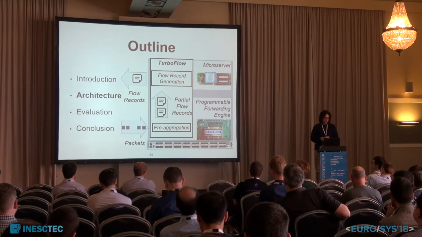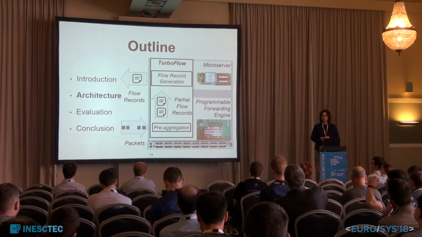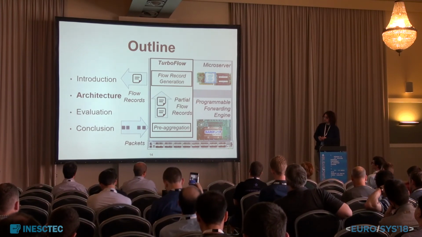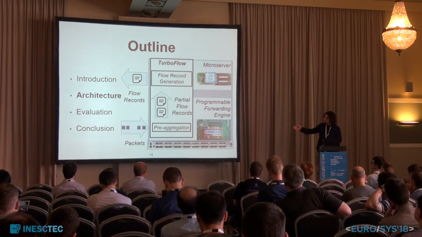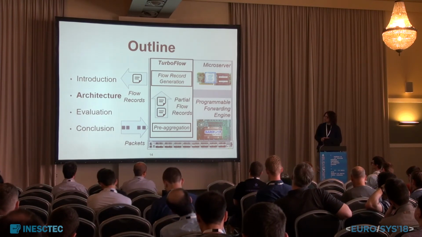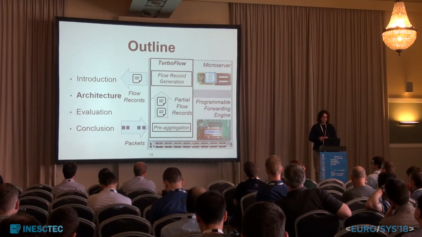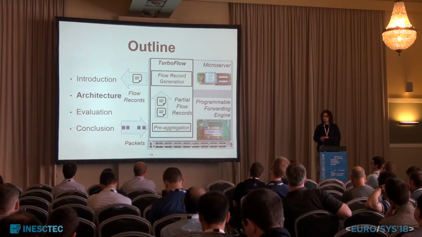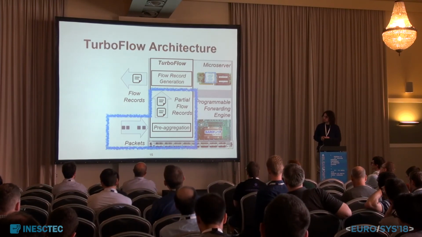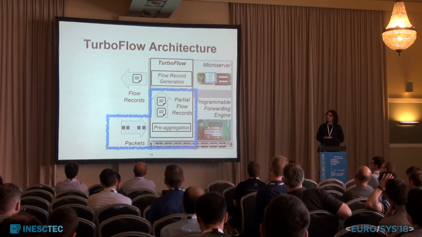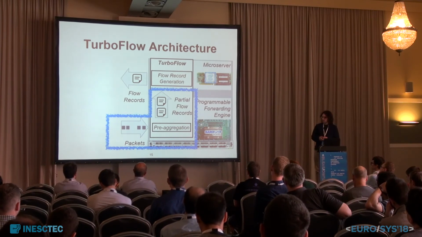And so in this presentation, I'm going to talk a little bit about some of the highlights of TurboFlow's architecture, focusing on how we implement the pre-aggregation efficiently in the forwarding engine and the complete flow record generation efficiently in software. Then I'll touch on some of the highlights of our evaluation and conclude pointing out some of the other interesting stuff you can find in our paper. So let's start by talking about the forwarding engine component of TurboFlow that aggregates packets into partial flow records.